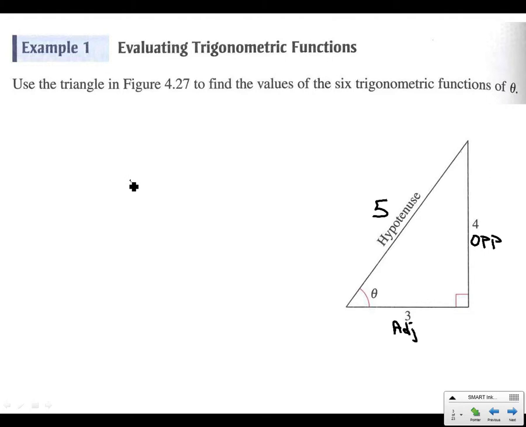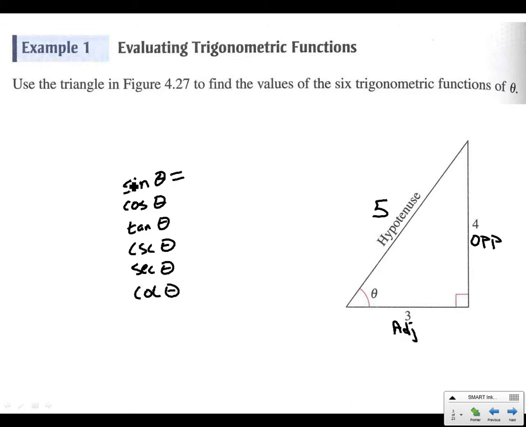So let's knock out our 6 trig functions: sine of theta, cosine theta. Just going to write them all up and then we'll fill them in. Tan theta. And then the flip of sine is cosecant. The flip of cosine is secant. And the flip of tangent is cotangent.